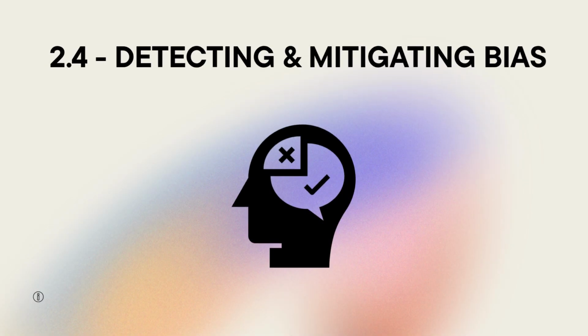Welcome to Section 2.4 Detecting and Mitigating Bias. Bias in AI systems is not just a technical flaw, it's a challenge that impacts fairness, trust, and real world outcomes. If we build systems that consistently underperform for certain groups of people, those individuals experience harm and organizations face reputational, legal, and even financial risks.